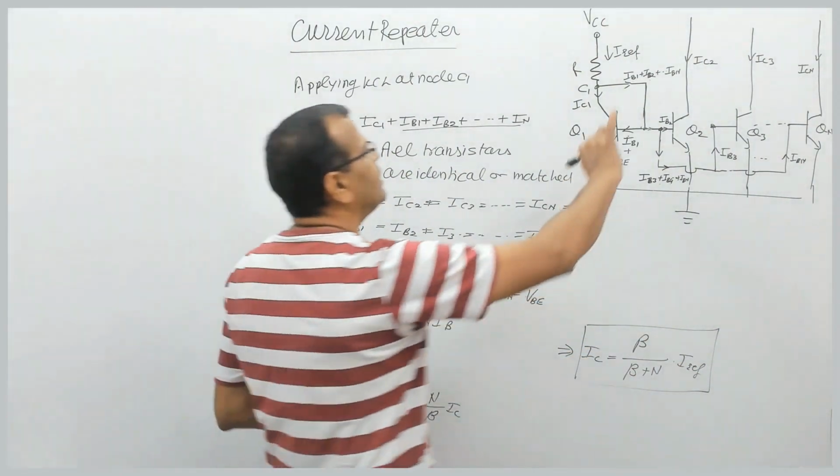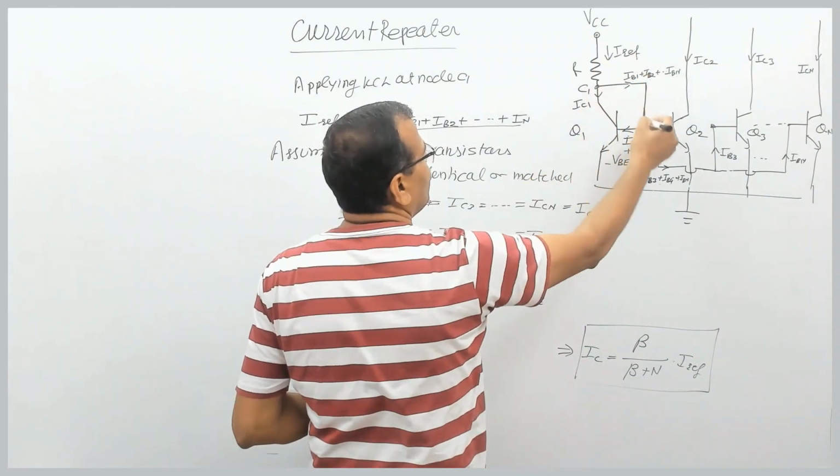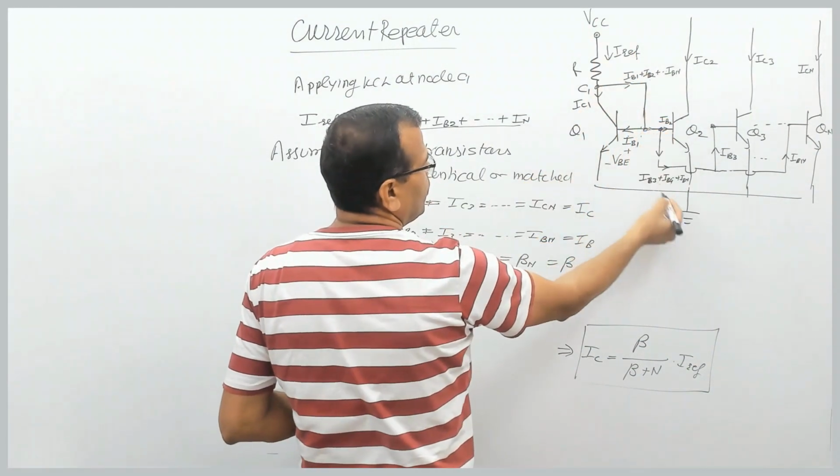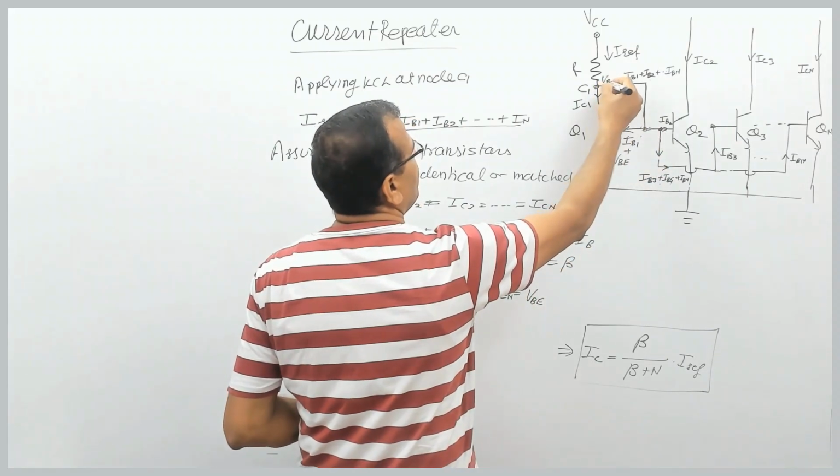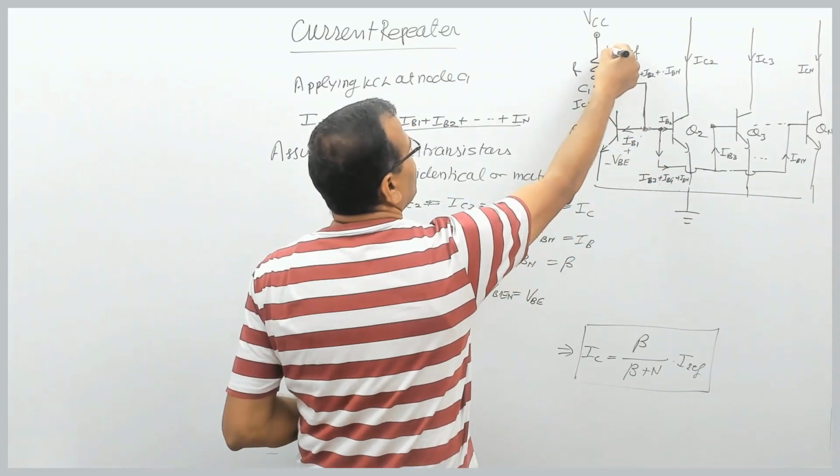So now see it carefully. What is the voltage at this node? VB, because this is ground. If this voltage is VB, then the voltage at this node will be what? VBE. So what will be this current?